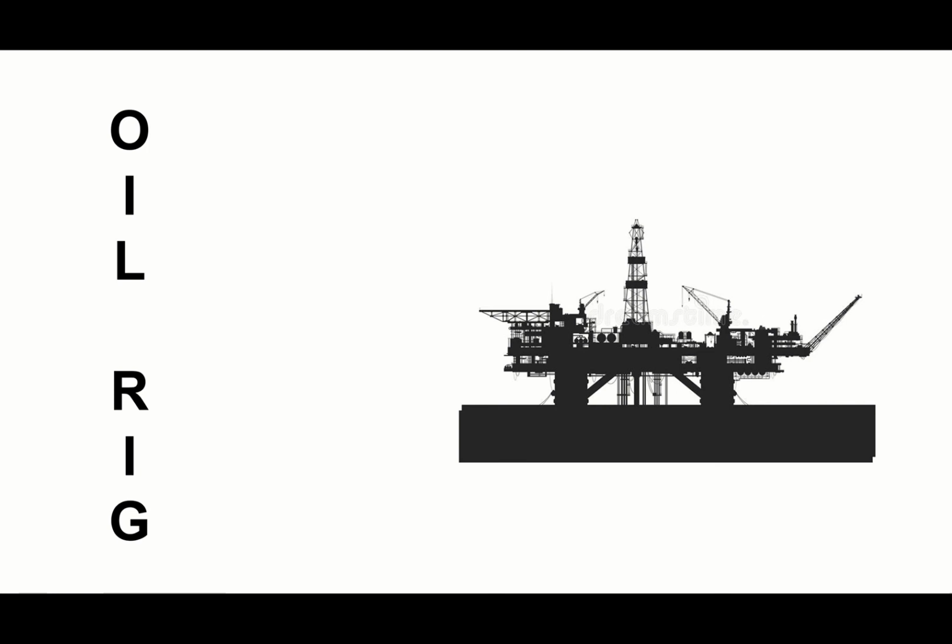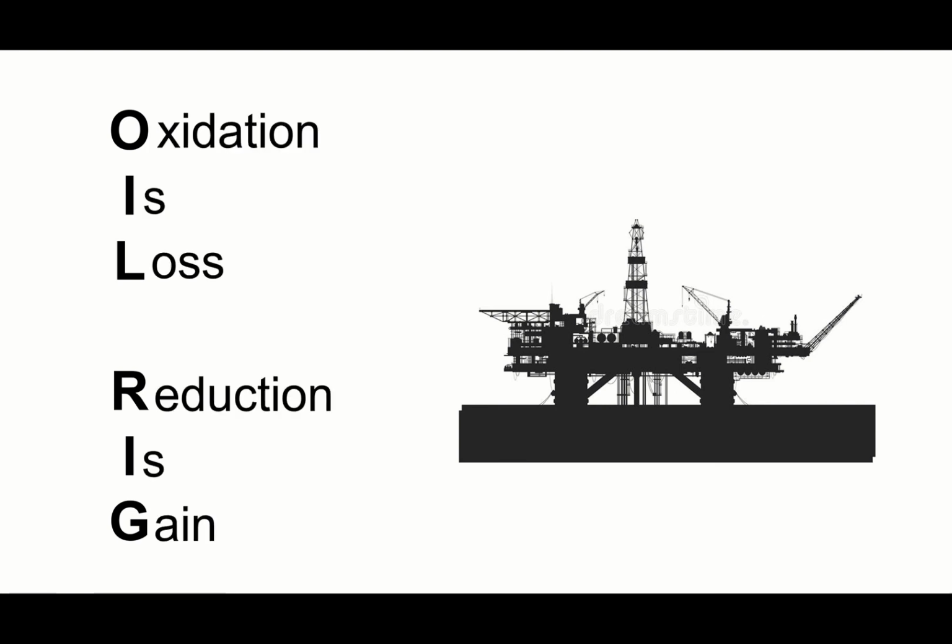A useful mnemonic to remember is OIL RIG. Oxidation is when something loses electrons. So whenever you see something giving up electrons or losing electrons, that is called an oxidation reaction. On the other hand, reduction is the gain of electrons. So whenever you see something gaining electrons, that is an example of a reduction reaction.